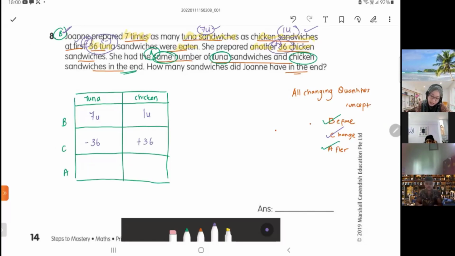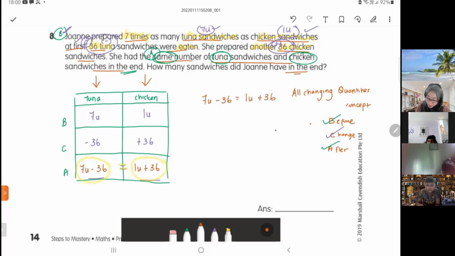Then in the end, they are the same, equal. Because whatever tuna has, chicken will have the same in the end. But I do not know yet. So what you're going to do is go down the column. The after is 7 units minus 36. This one is 1 unit plus 36. Remember that this is equal to this. Rewrite it out: 7 units minus 36 equals 1 unit plus 36.